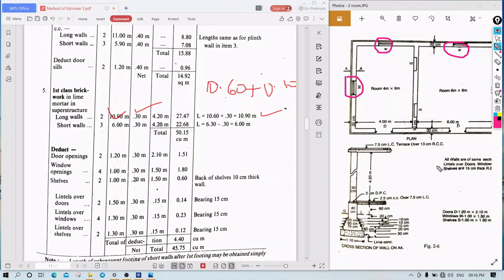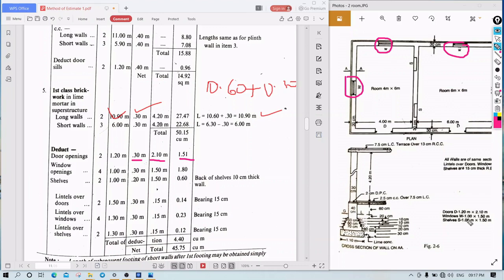So door opening is twice. 1.20 is the width. What is the breadth of the wall? That is 0.30. Height of the door is 2.10. Quantity is 1.51. Okay, next is window opening. How many windows are there? Four windows are there.